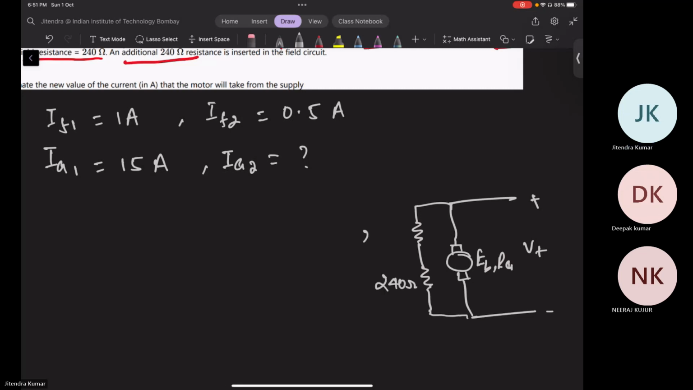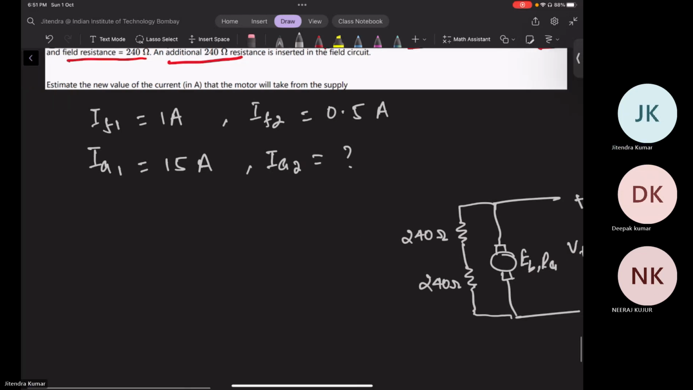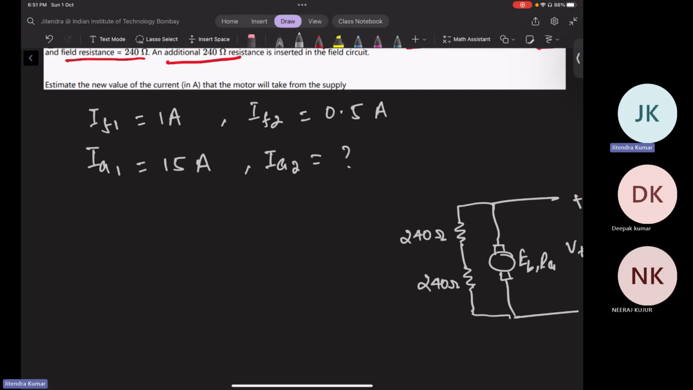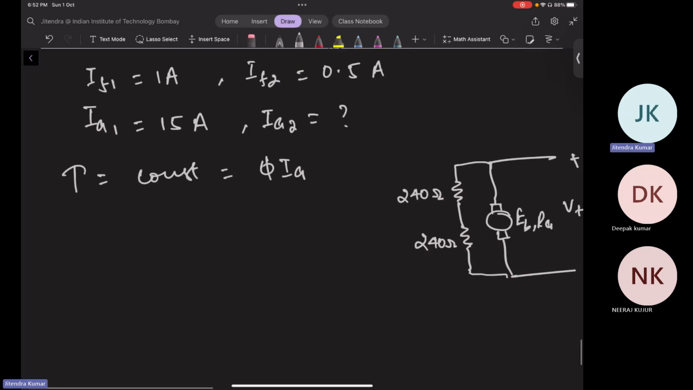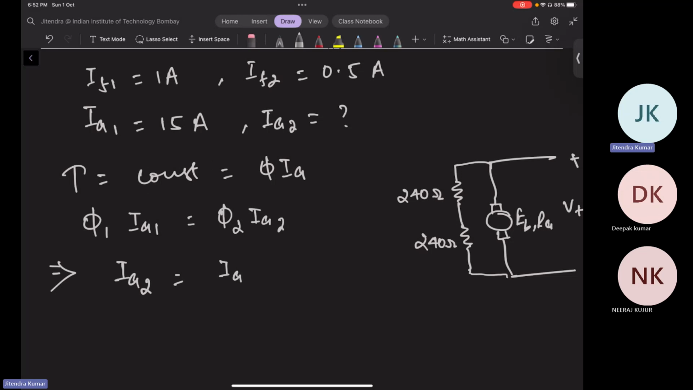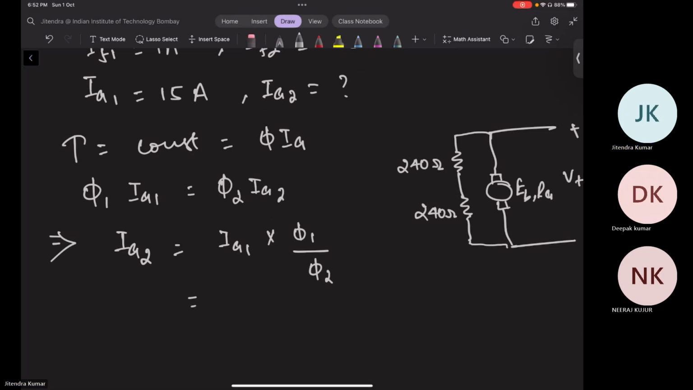240 ohm, 240. Okay. So now IA2 you have to find out. So for constant torque, phi IA is constant. So phi 1 IA1 is equal to phi 2 IA2. We can write it. So phi 2 by phi 1 we can write as 0.5, right? So IA2 is equal to IA1 into phi 1 by phi 2. So phi 1 by phi 2 we can write as 2. IA1 was 15 into 2, it will be 30 amps.